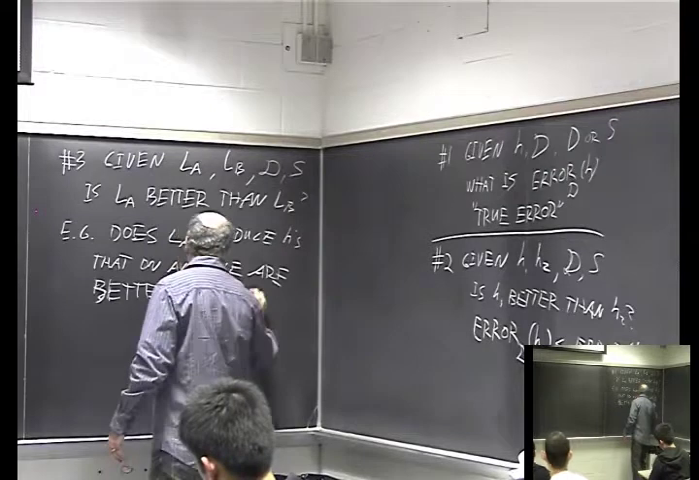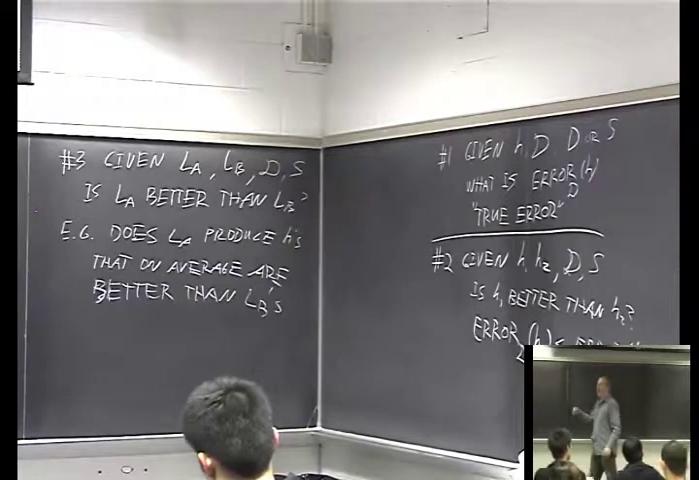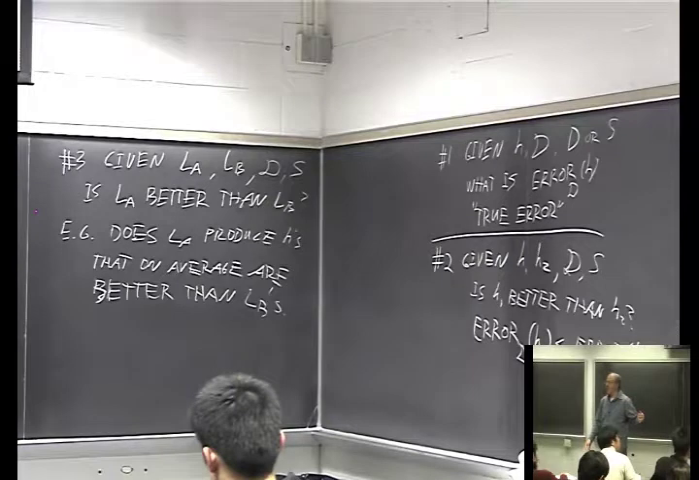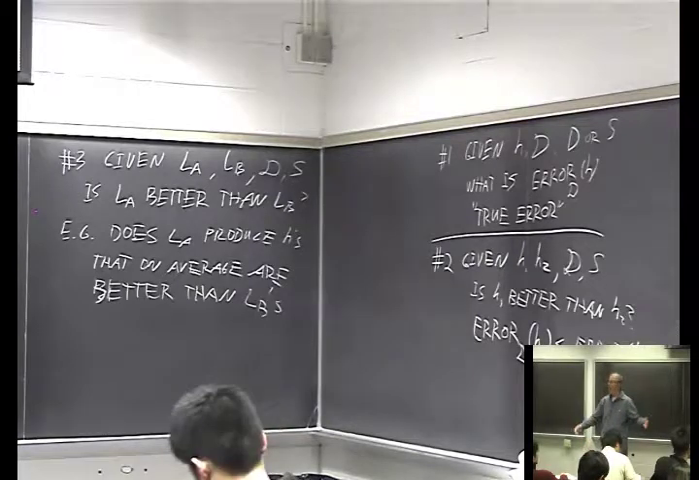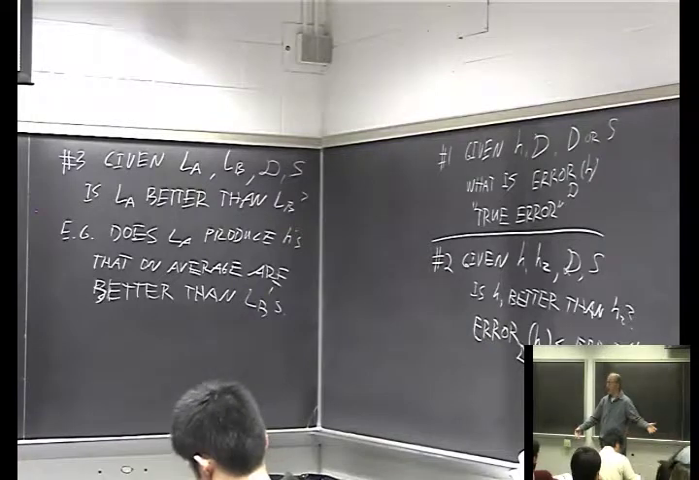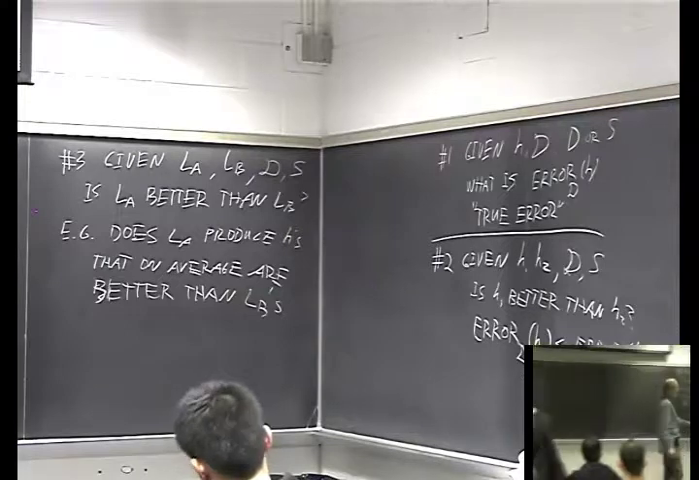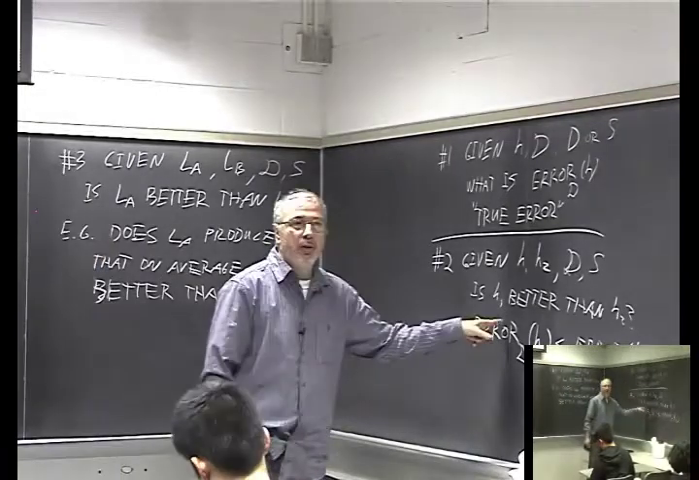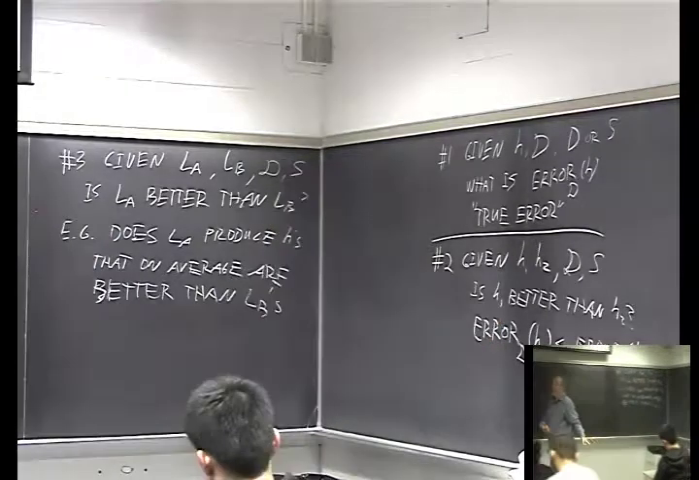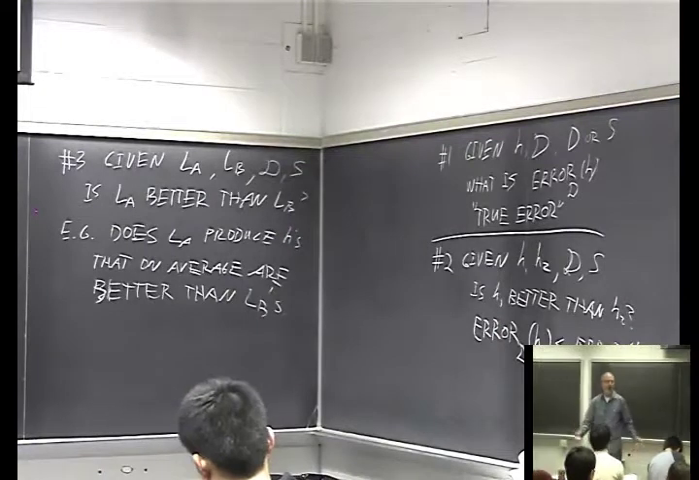Than LB's. So learning algorithm A will produce many hypotheses depending on what kind of training data you give it. Learning algorithm B will produce many hypotheses. We will say that LA is better than LB if on average the hypotheses that it produces are better than those that B produces. What does it mean for them to be better? It means, going back to question number 2, for HA to be better than HB, it means that on average it has a lower error rate on some test set.